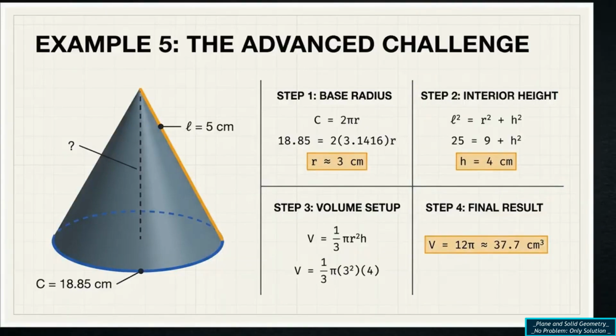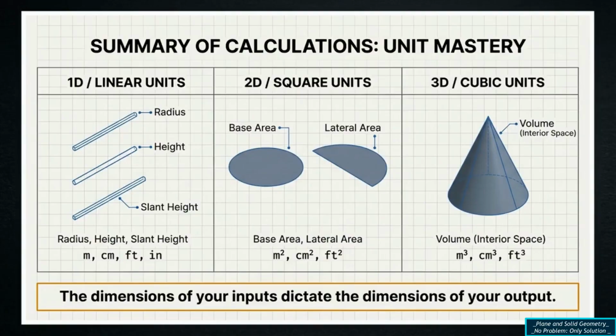This summary table aligns the entire geometric system. One-dimensional inputs like radius and height are measured in linear units. Two-dimensional outputs like base and lateral area use square units. Three-dimensional internal capacity is measured in cubic units.